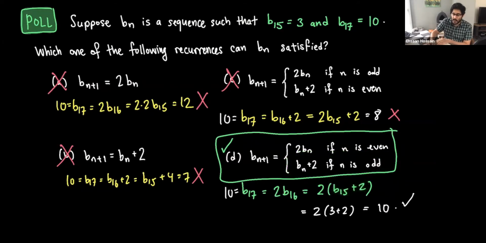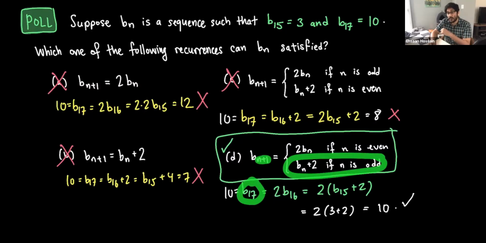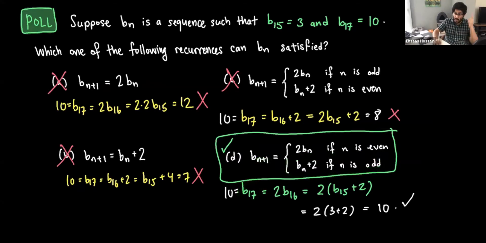It's a bit of a trick question. I know a lot of people are going to say, oh, 17 is odd, so I should be in this case, right? No. B17, sure, 17 is odd, but you're looking at the previous term. The previous term is B16. 16 is even. Okay? Quick math. You guys good? Everyone's good to go? Nice.